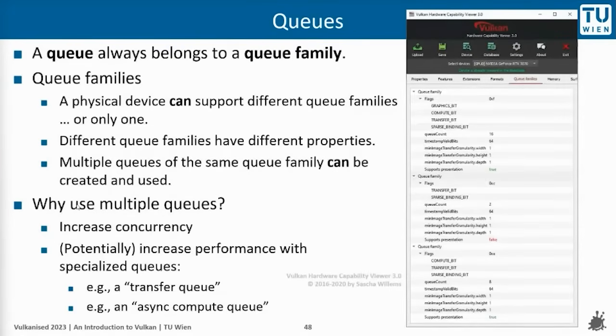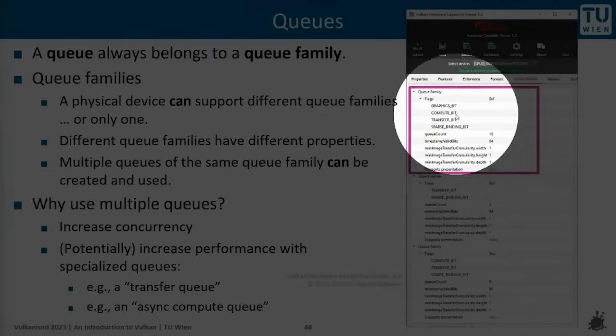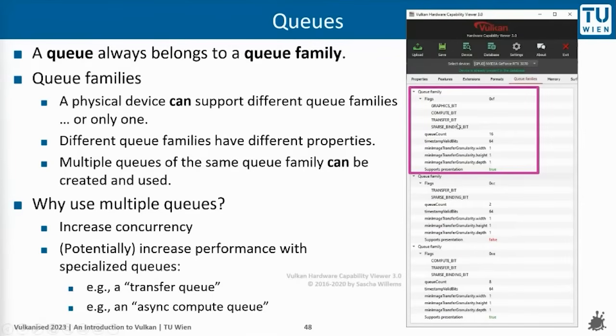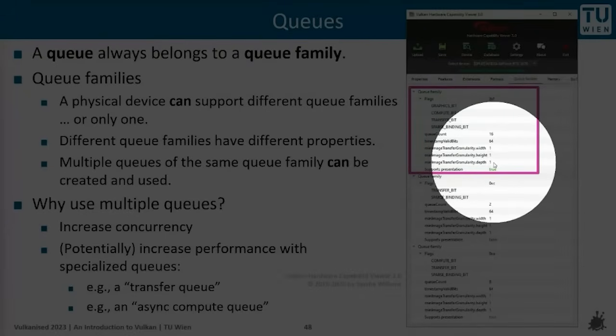You can use tools like, for example, the Vulkan Hardware Capability Viewer to find out which queue families your device supports. Some devices only support one queue family, but in this case here, we see 3 different queue families. We see this queue family here, and then there are 2 more, namely this one and this one. Let's focus on the first one here. We can see in its flags that this is a queue family that supports all the operations. It supports graphics, compute, transfer, and also presentation. Here, the small tool. I hope you can see it.